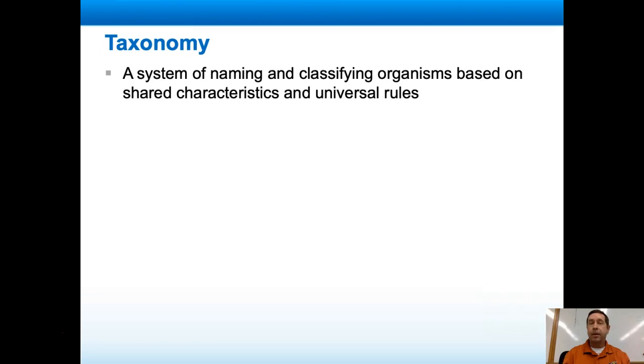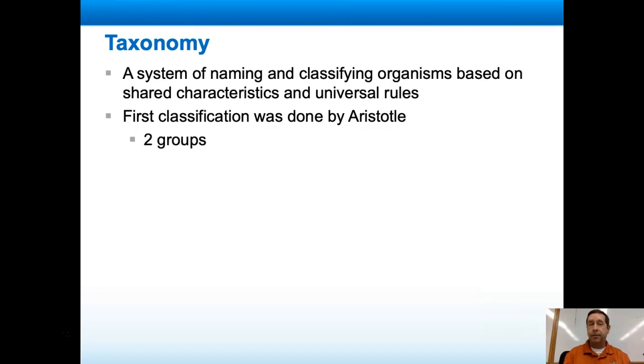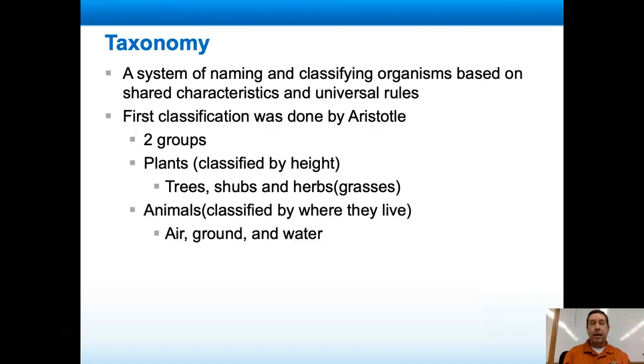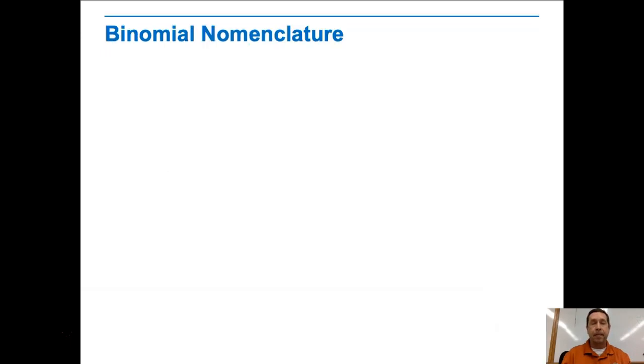So there have been several people throughout history who have tried to classify living things. The first person that really did it was Aristotle. And he had two groups of living things. He had plants, which he classified by their height, as either trees, shrubs, or herbs, or grasses. And then he had animals he classified based on where they live. Did they fly? Did they live on the ground? Did they live in water? And that was the way it was for a long time.